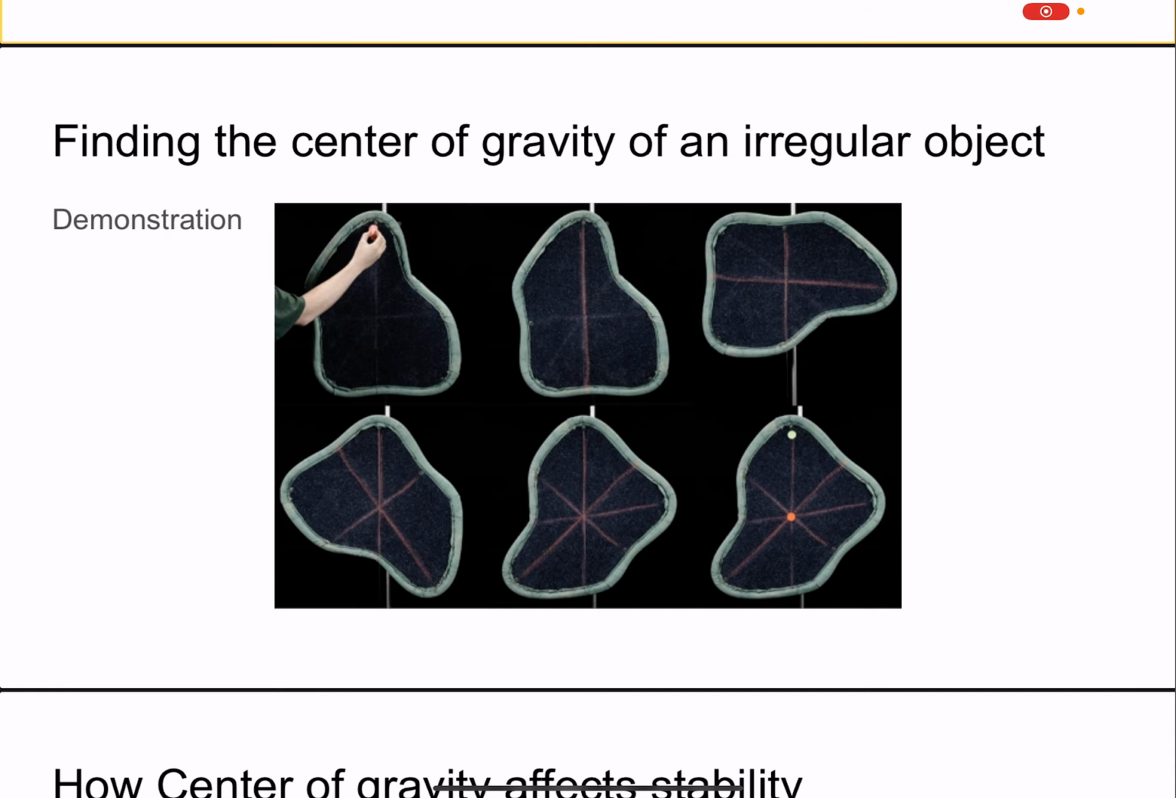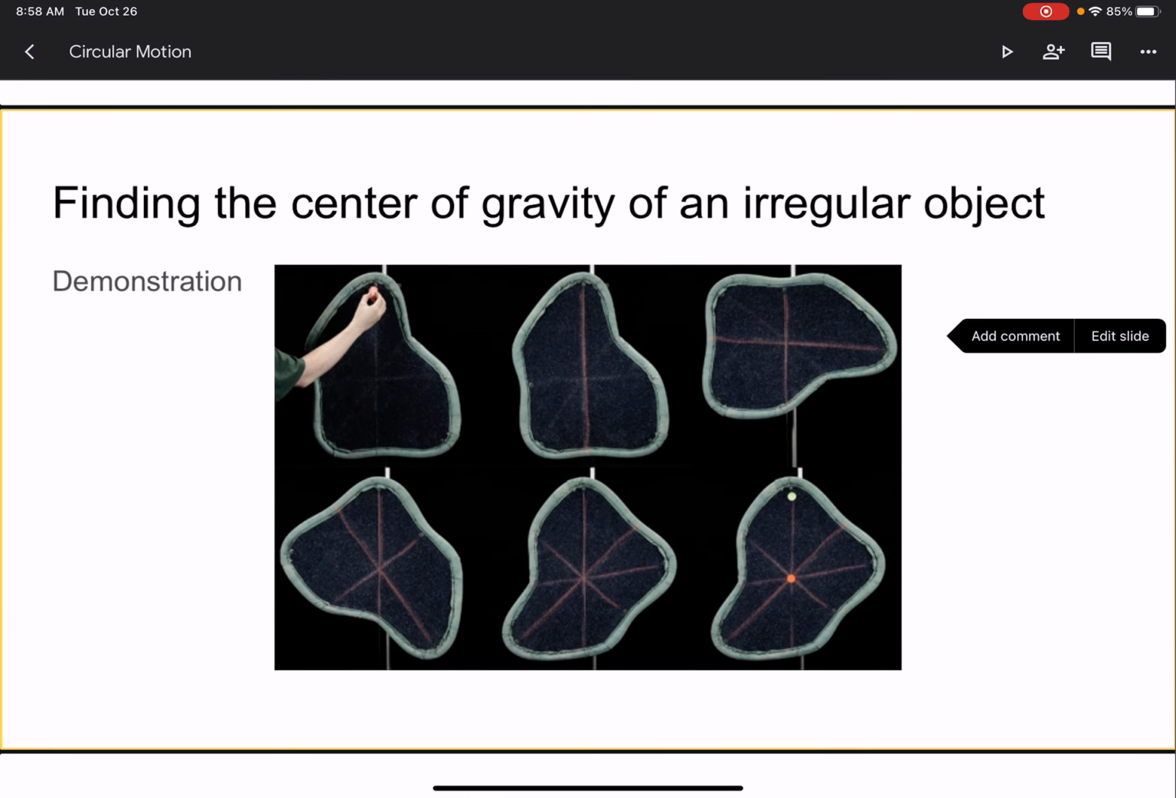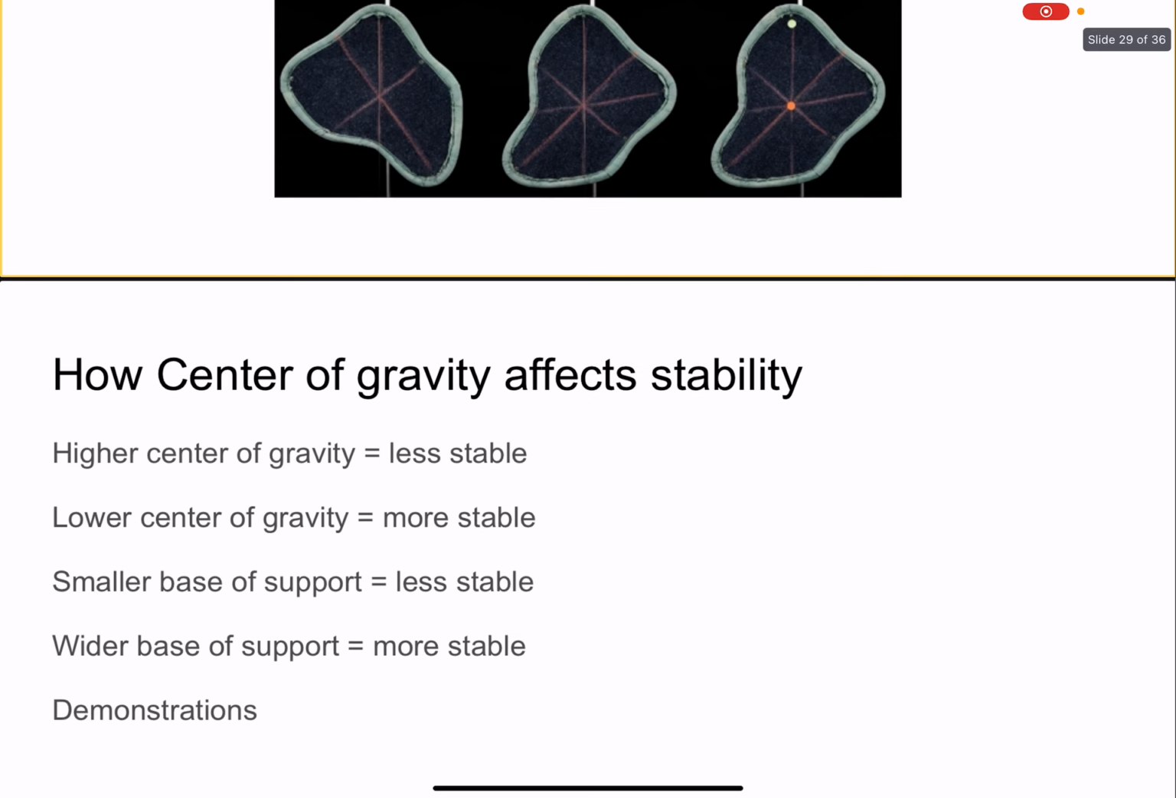Sometimes, in order to find the center of gravity of an irregular object, you can use a plumb bob, which is basically hanging a string and letting gravity make a straight line. Then you'll turn the object and draw another straight line, and then you'll see where the lines intersect, and that's going to be the center of gravity for an irregular object.